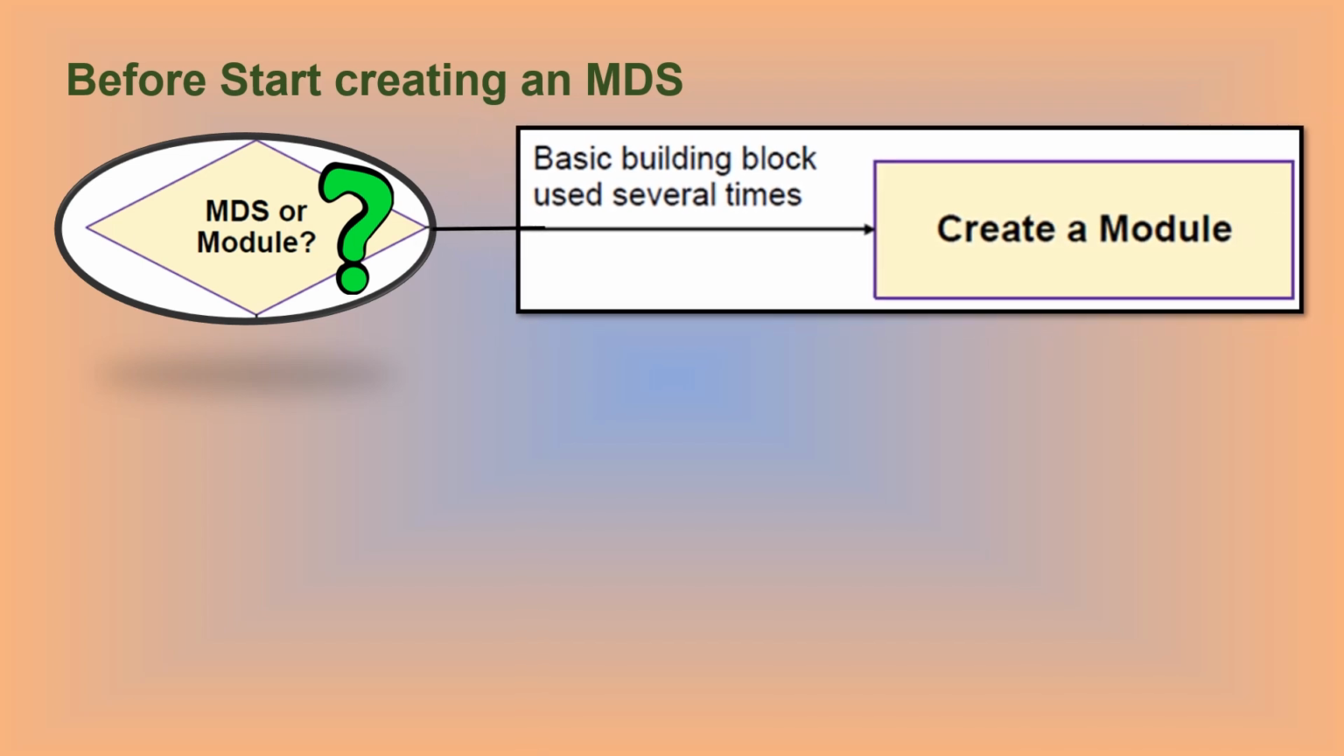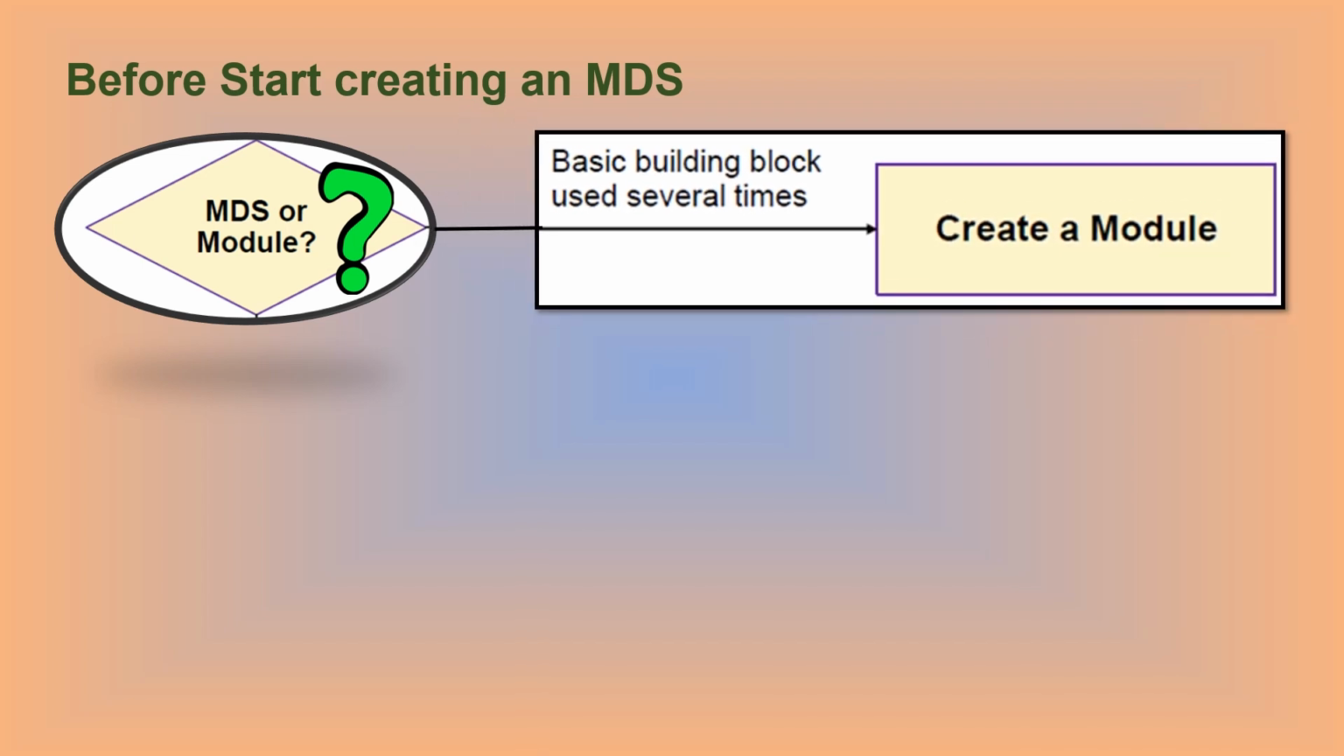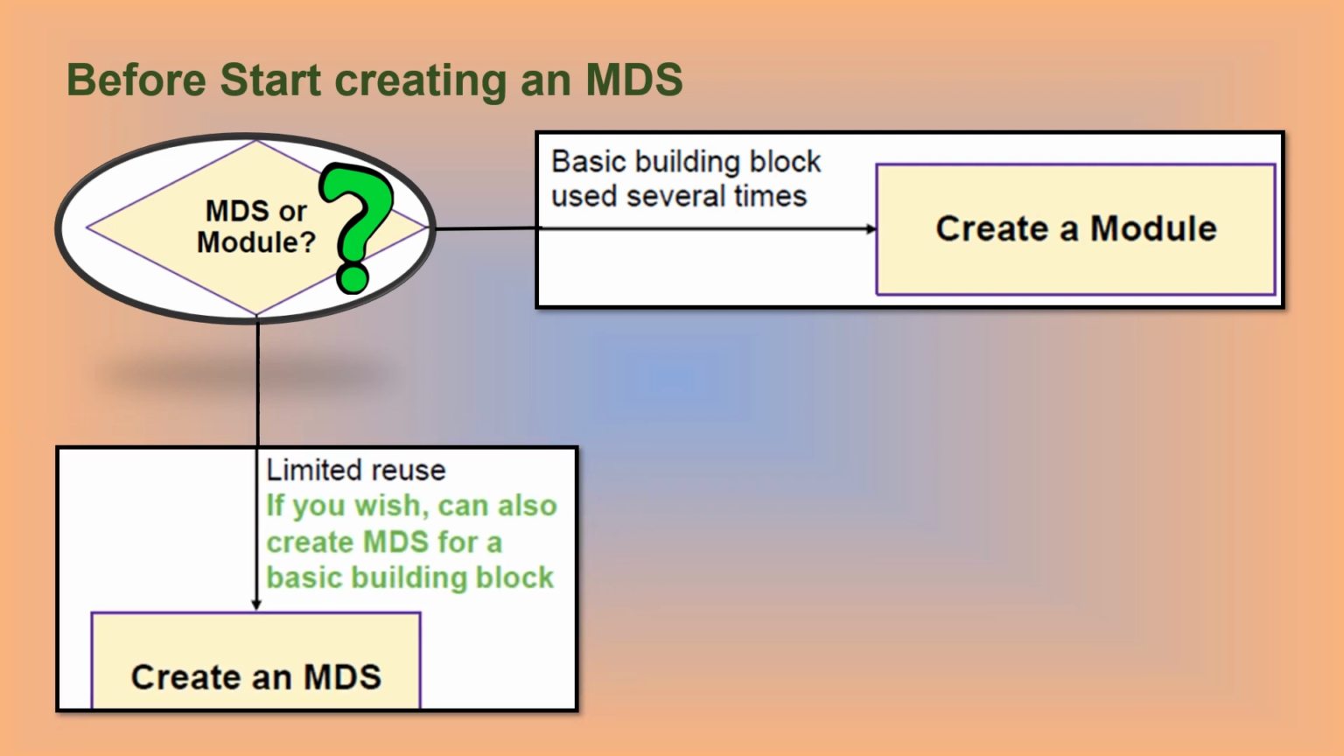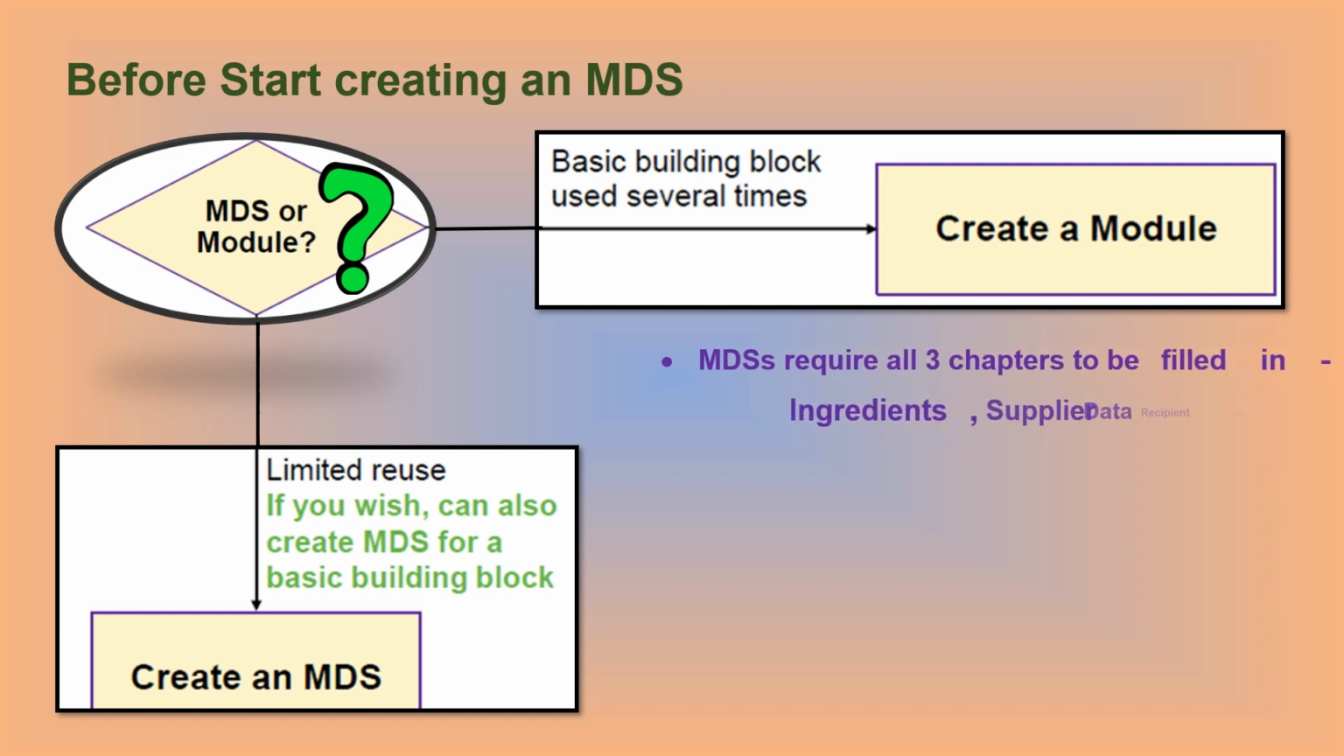Before one starts creating an MDS, one must decide whether to make an MDS or a module. A module is a basic building block which can be used several times. An MDS can be sent to a customer for communicating the materials used. MDSs require all three chapters, such as ingredients, supplier data, and recipient data, to be filled in.